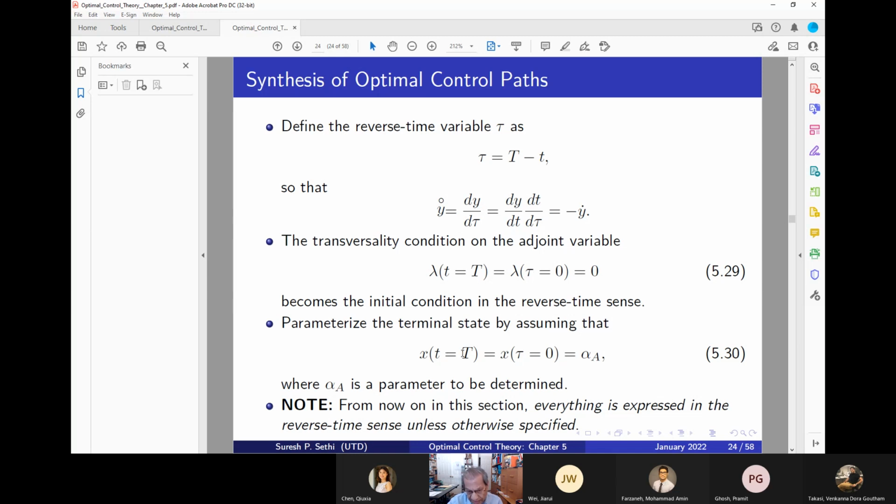And abusing notation, x at t equal to tau, we assume to be some number alpha A. A means we are in case A, B would be in case B. So what's going on?